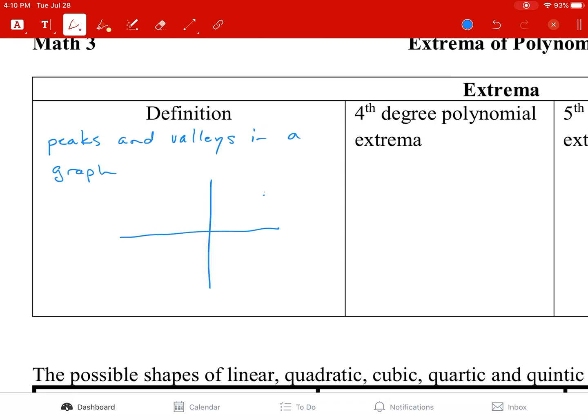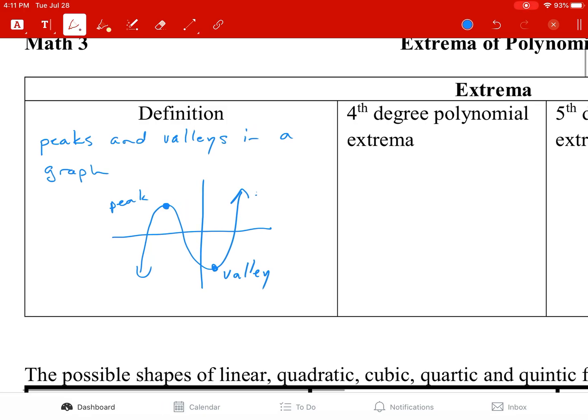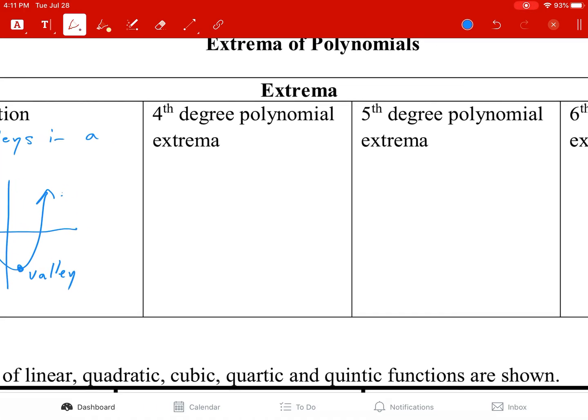So here we go. So let's say we have a graph that looks like this. All right, so the peak or the maximum is going to be there. There's a peak. Here's going to be a valley. That's the minimum. Okay, so those are two examples of extremas, a peak or a valley. Could be both. Okay, so let's look at some examples of these graphs with different polynomials.